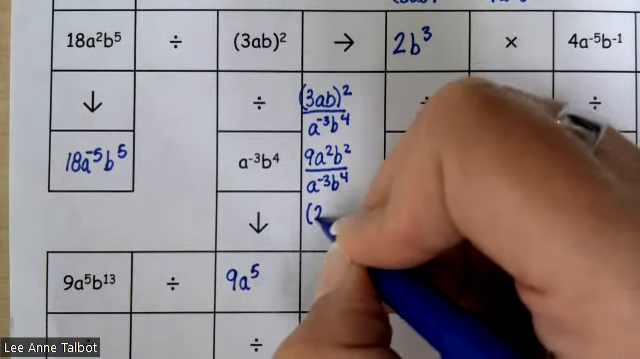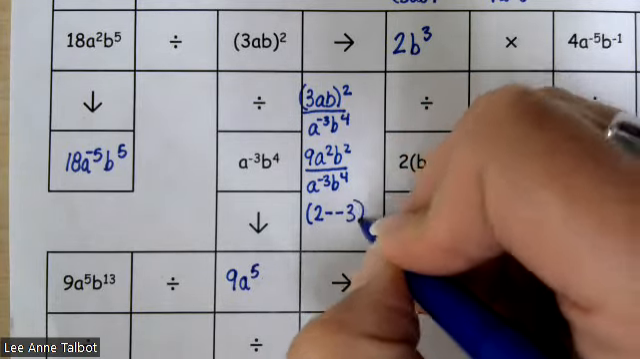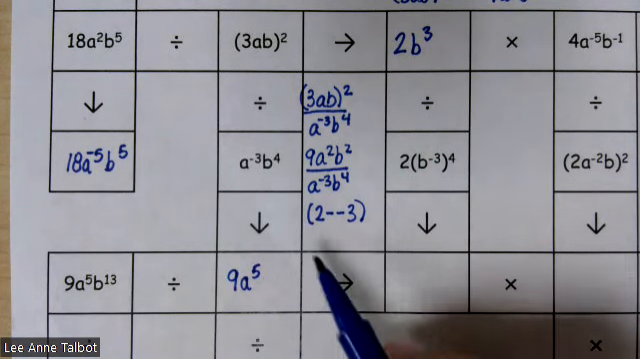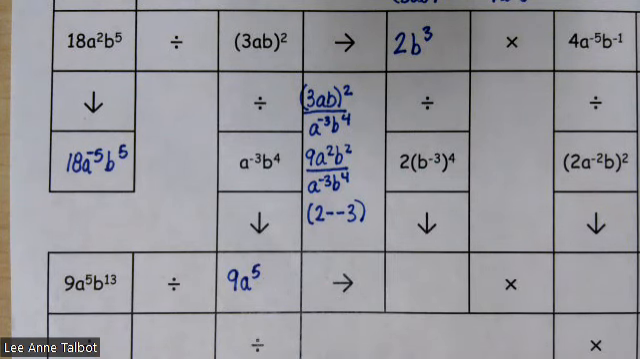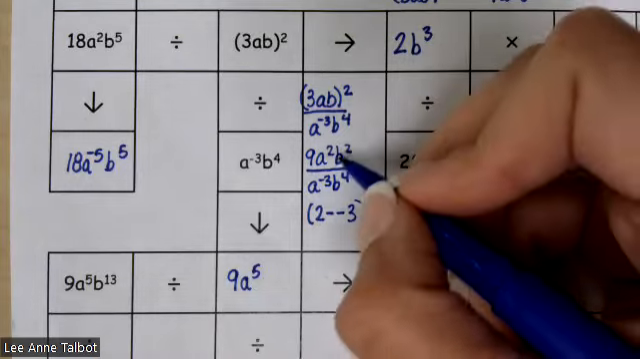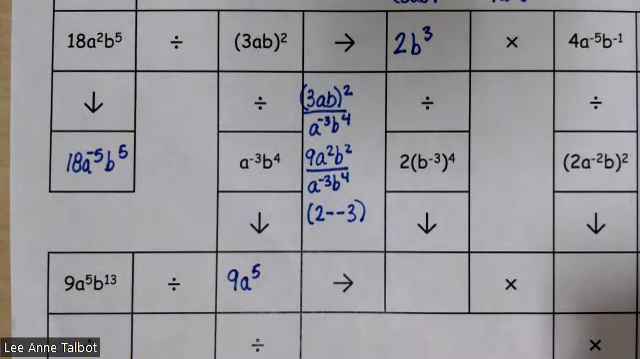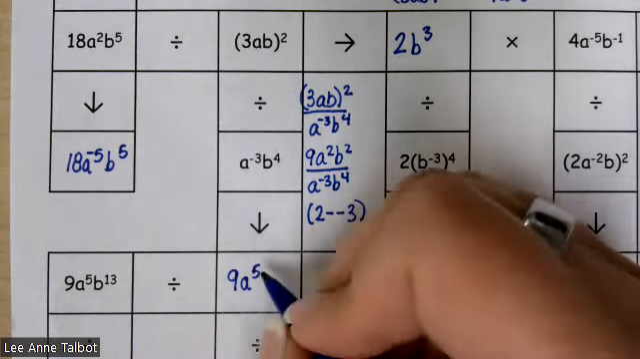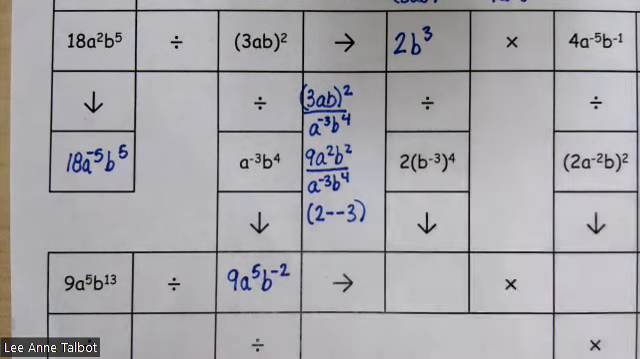Okay. 2 minus negative 3. Look at it that way. 2 minus negative 3. 5. Okay. Sometimes we need to write it out. Okay, now this one's easier though. 2 minus 4, negative 2.